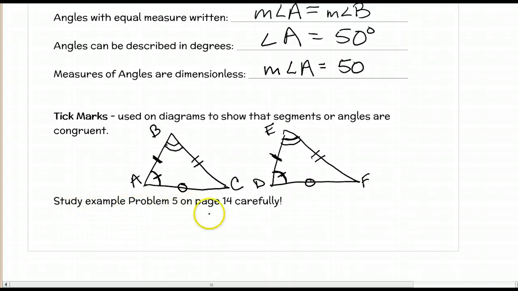I don't quite remember what problem 5 on page 14 is, but it says to study it carefully, so make sure you do that. And as always, if you had questions about anything we did, make sure you mark those in the margin and ask me the next time you see me in class.